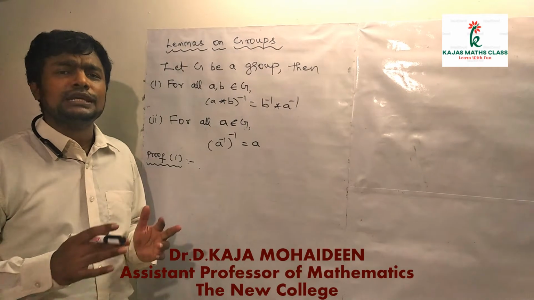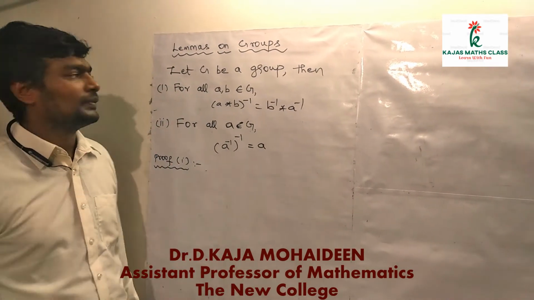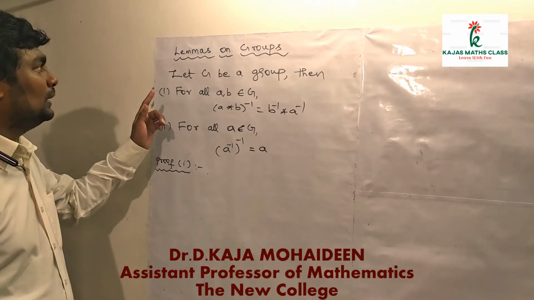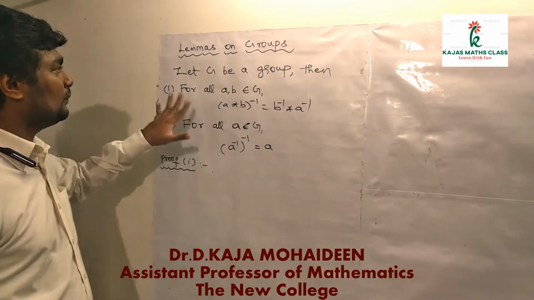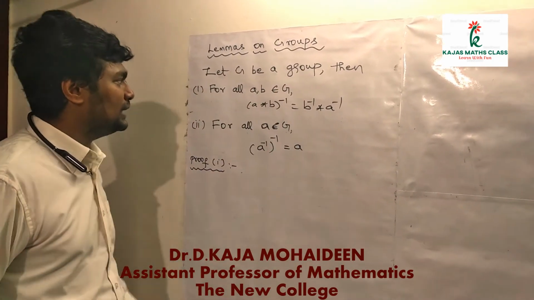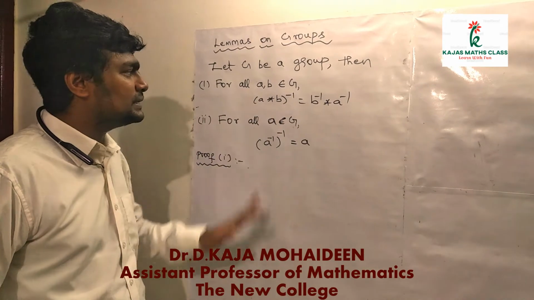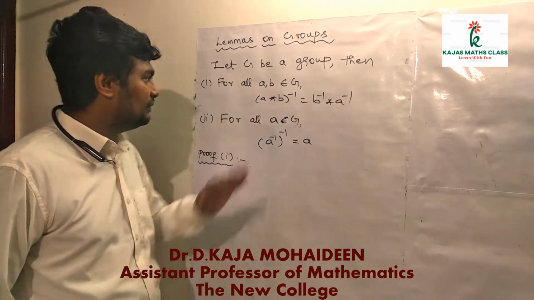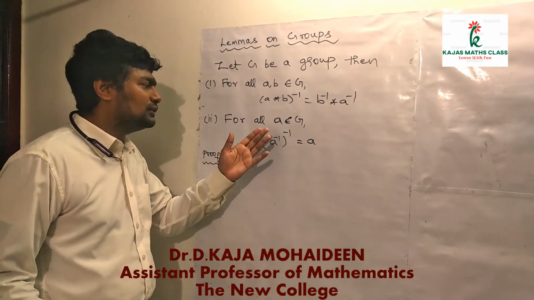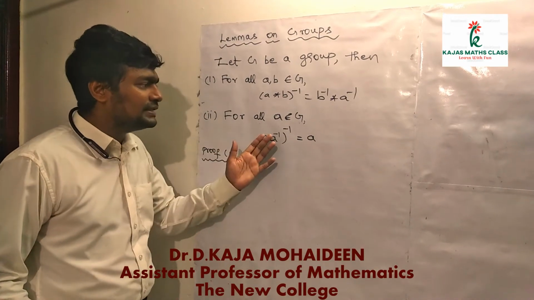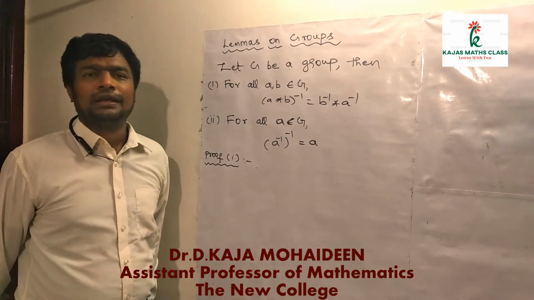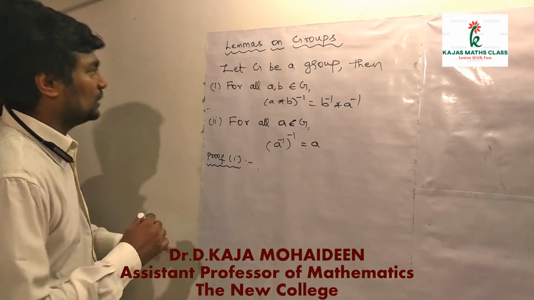Today we are going to see two more lemmas on groups. Number one, let G be a group. Then for all a, b belonging to G, (a * b) inverse is equal to b inverse * a inverse. For all a belonging to G, (a inverse) inverse is equal to a. Okay, let's see the proof of the first one.